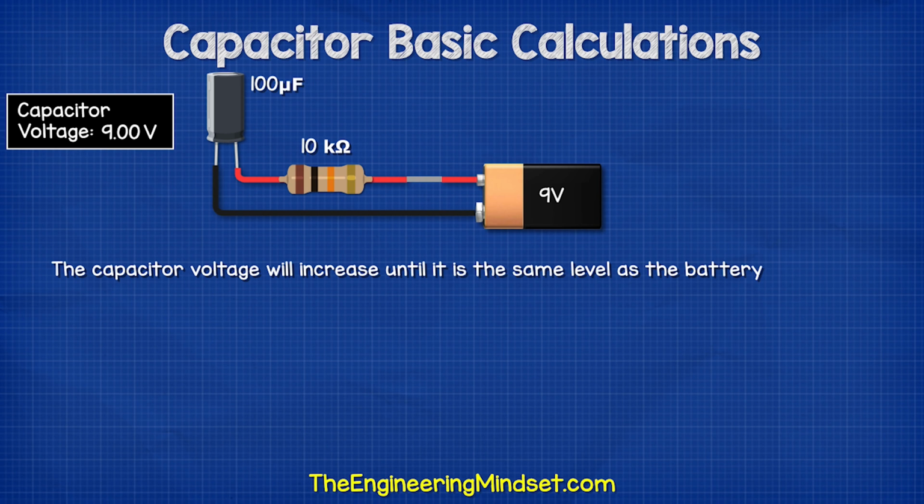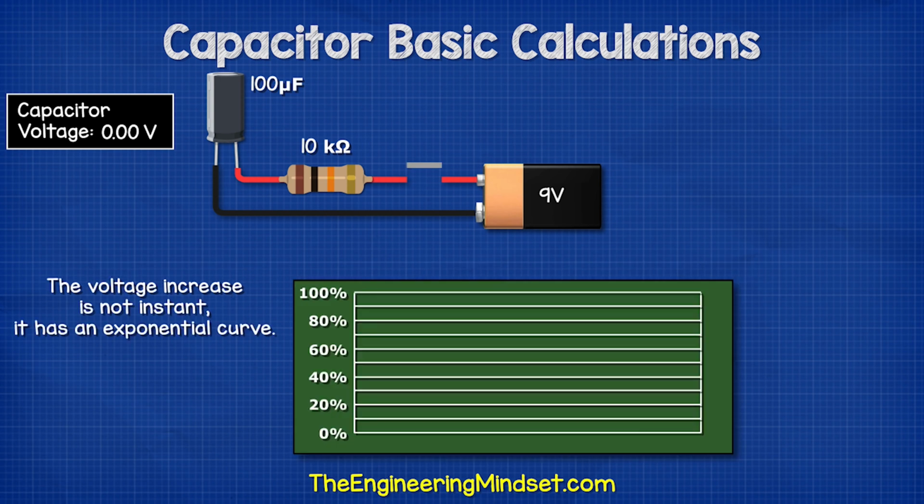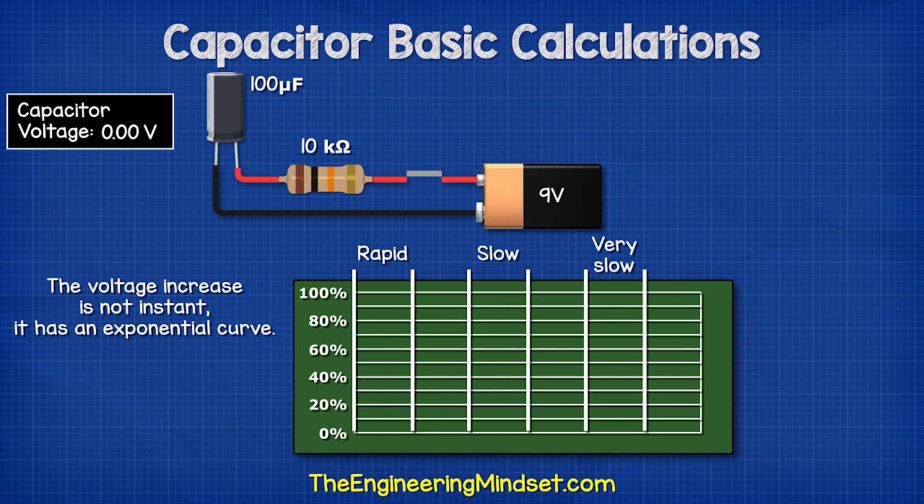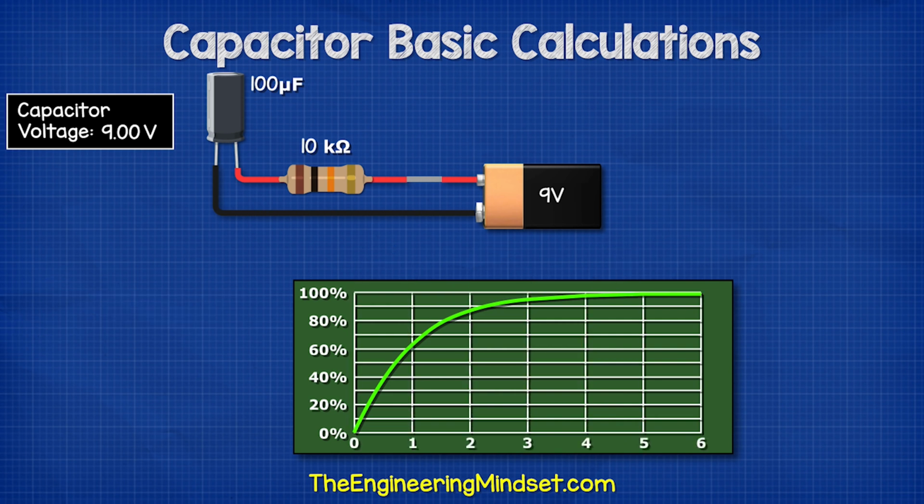The voltage increase is not instant. It will have an exponential curve. At first, the voltage increases rapidly, and then it slows down until it reaches the same voltage level as the battery. We split this curve into 6 segments, but we're only interested in the first 5, because at the 5th marker, we're basically at full voltage, so we can ignore anything past this.